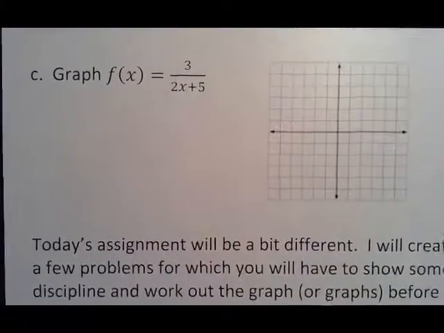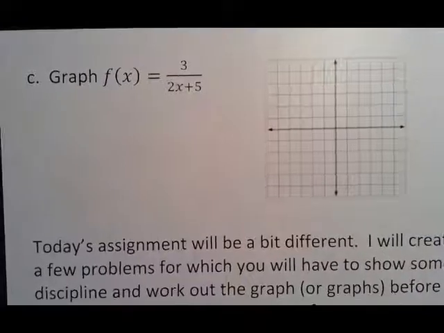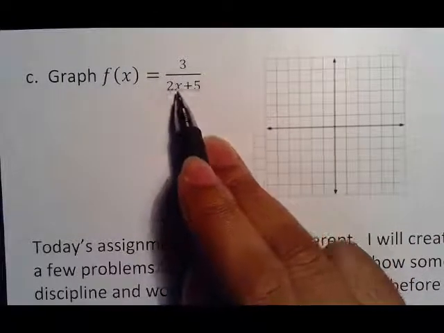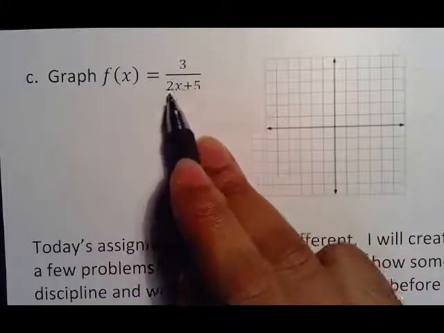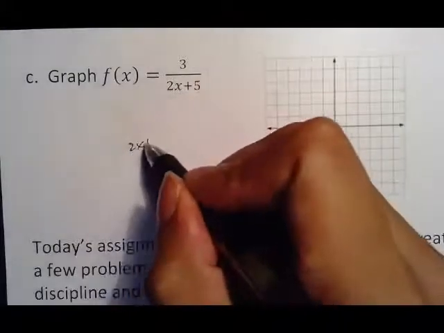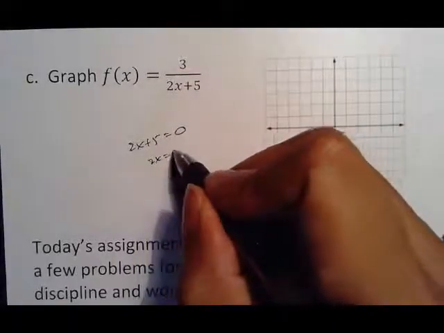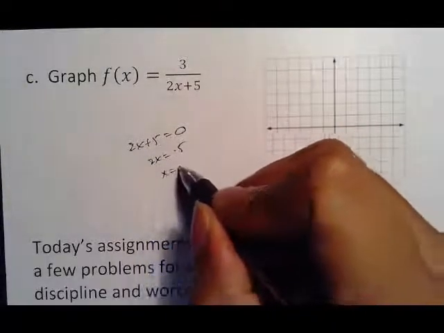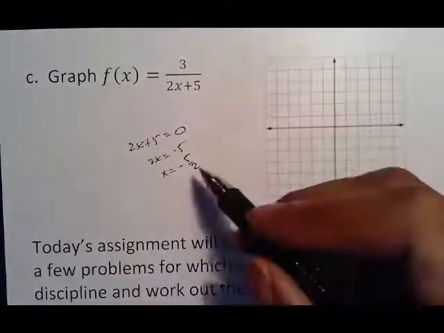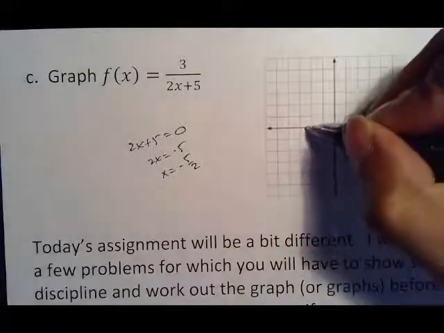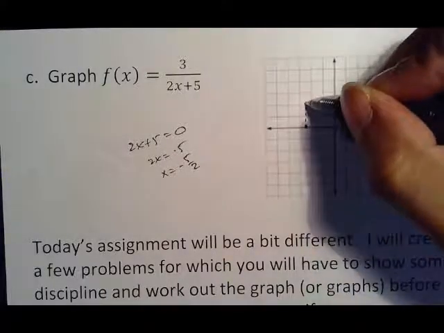3 over 2x plus 5. Now this one takes a little bit of work because in order to get this number, you can't just say it's 5 because it's 2x plus 5, but again our asymptote is based off of 2x plus 5 equaling 0. And so that means 2x equals negative 5, which means that x is negative 5 over 2, or again negative 2.5, so back a half.